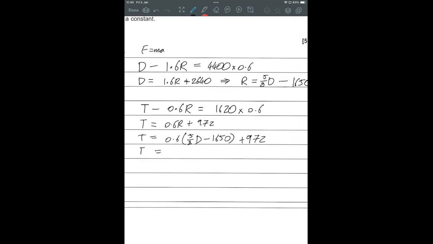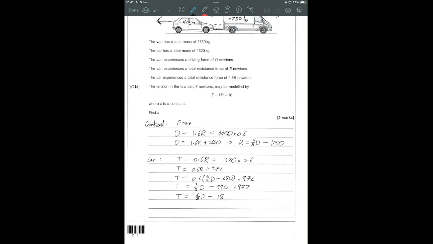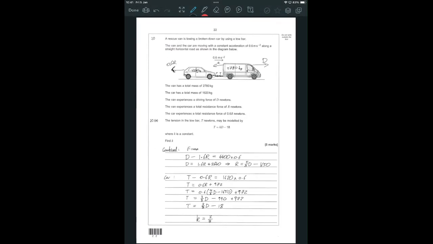0.6 times 5/8 is 3/8 D, minus 0.6 times 1,650 is 990, plus the 972. So therefore, we have that negative 18 we wanted. We wanted to find K, so let's quote K being the negative 3/8. Challenging question there, both with the algebra and be very careful with the connected particles method.